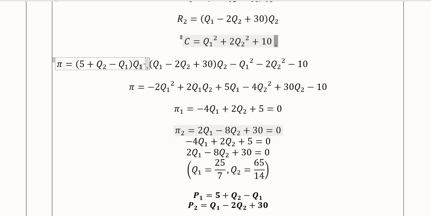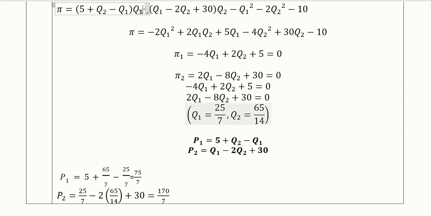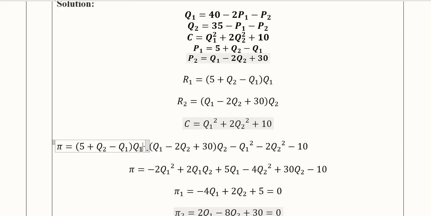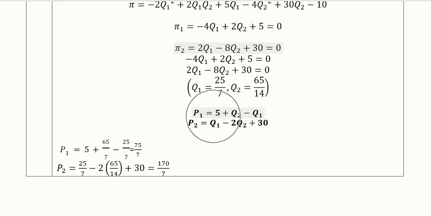Once we get these two first order conditions, we can simultaneously solve them. That will allow us to get the values of Q1 and Q2. These are likely to be the critical values of quantity of the first product and the second product. This is the first product quantity and this is for the second one. Now we have found these two price equations already, by using these two demand equations. So these price equations can be used to find the equilibrium price for the first product and for the second product.